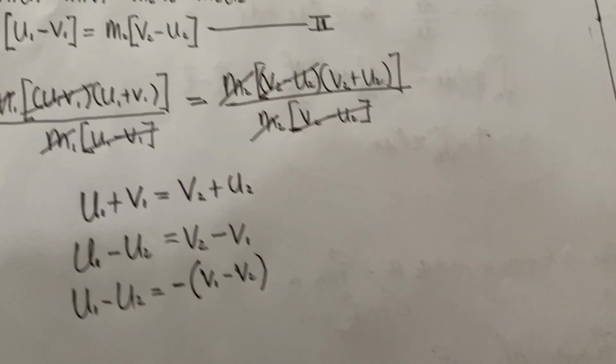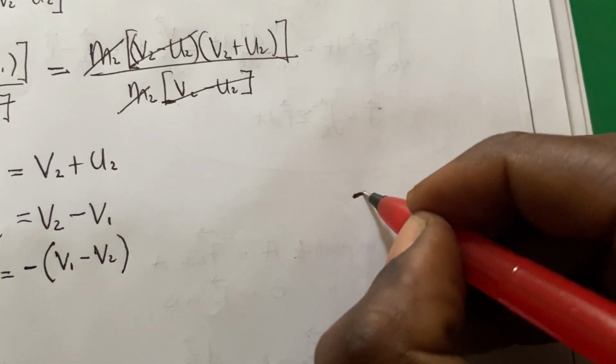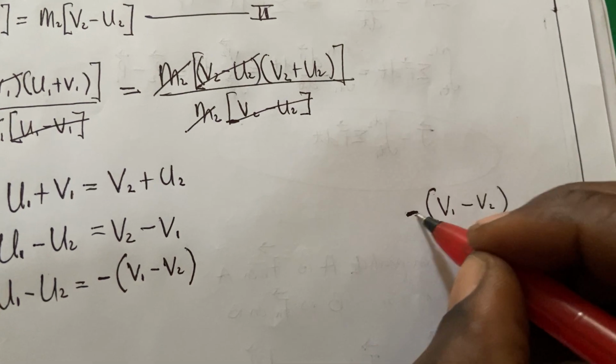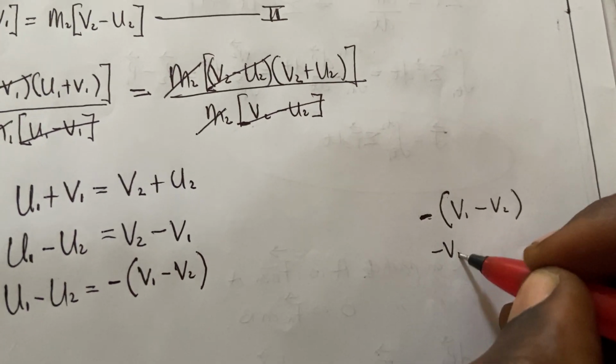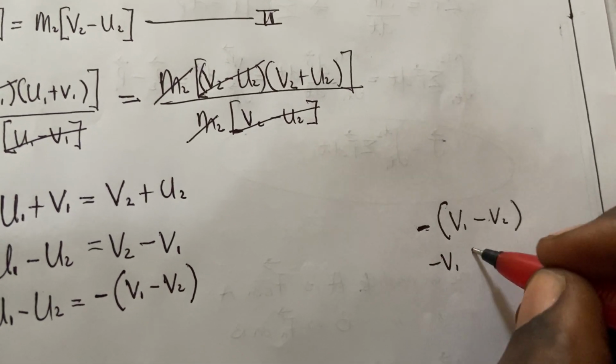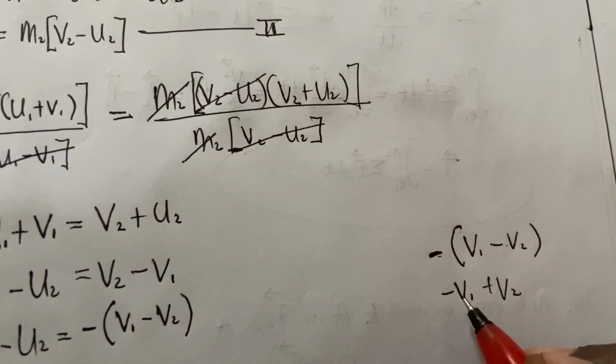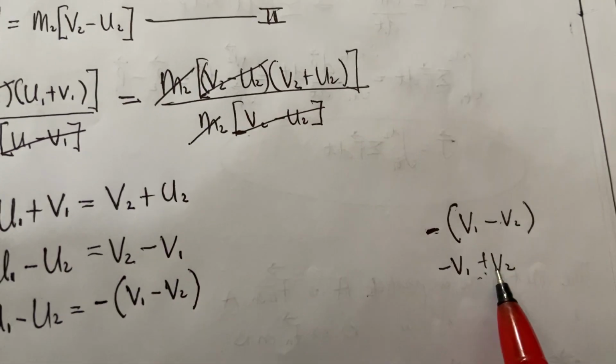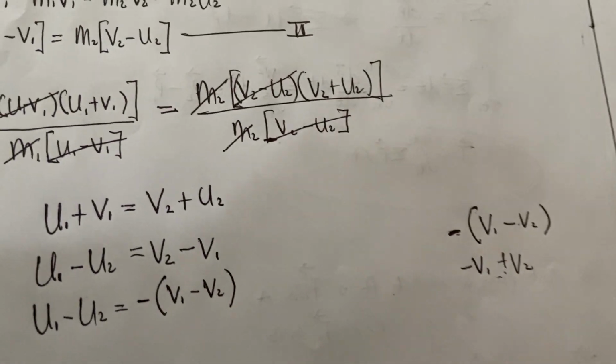I know some people will be confused, so let me show you the expression. Negative times v1 is negative v1. Negative times negative v2 is positive v2. You can see that I've not changed the expression here. It's actually the same thing.